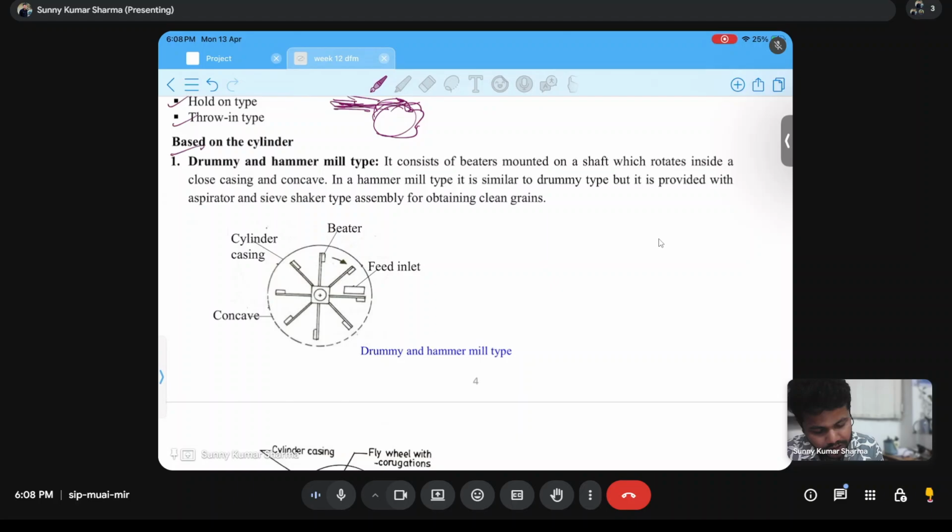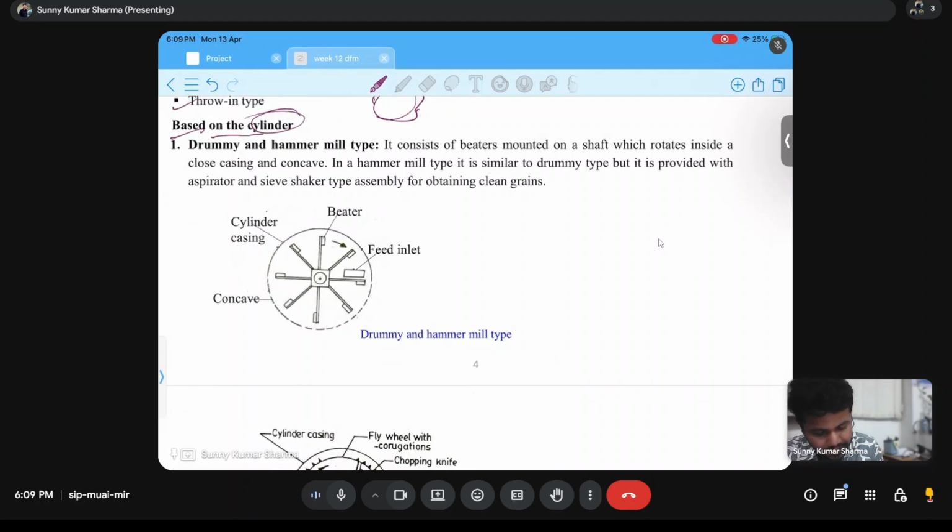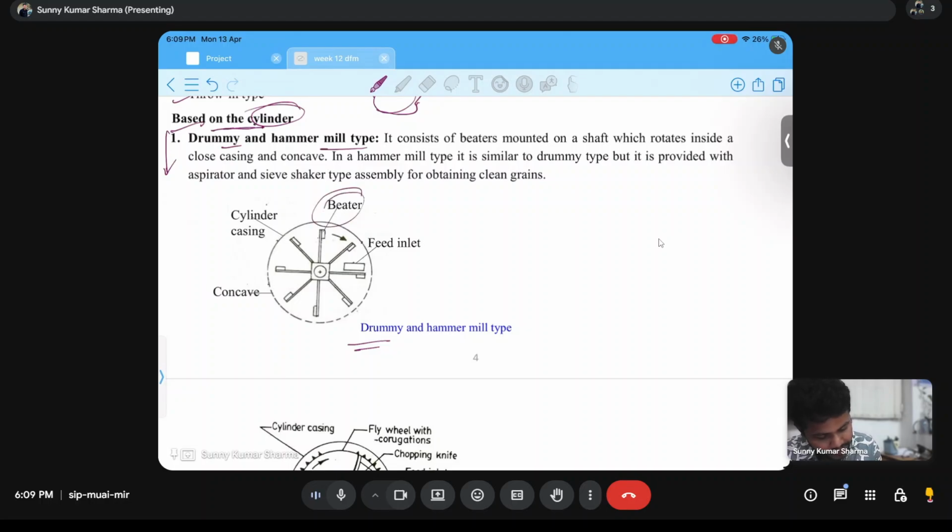So the third classification is based on the type of cylinder. This is one of the most important criteria of classification, which will be discussed in the whole chapter here. First cylinder type is drummy or hammer mill type. Here is an example of drummy type or hammer mill type. It consists of beaters. These are the beaters which thresh the crop, and this is a drummy type. And in this drummy type, if we provide an aspirator along with this setup, then it will become hammer mill type. So this is the difference between hammer mill and drum mill type.